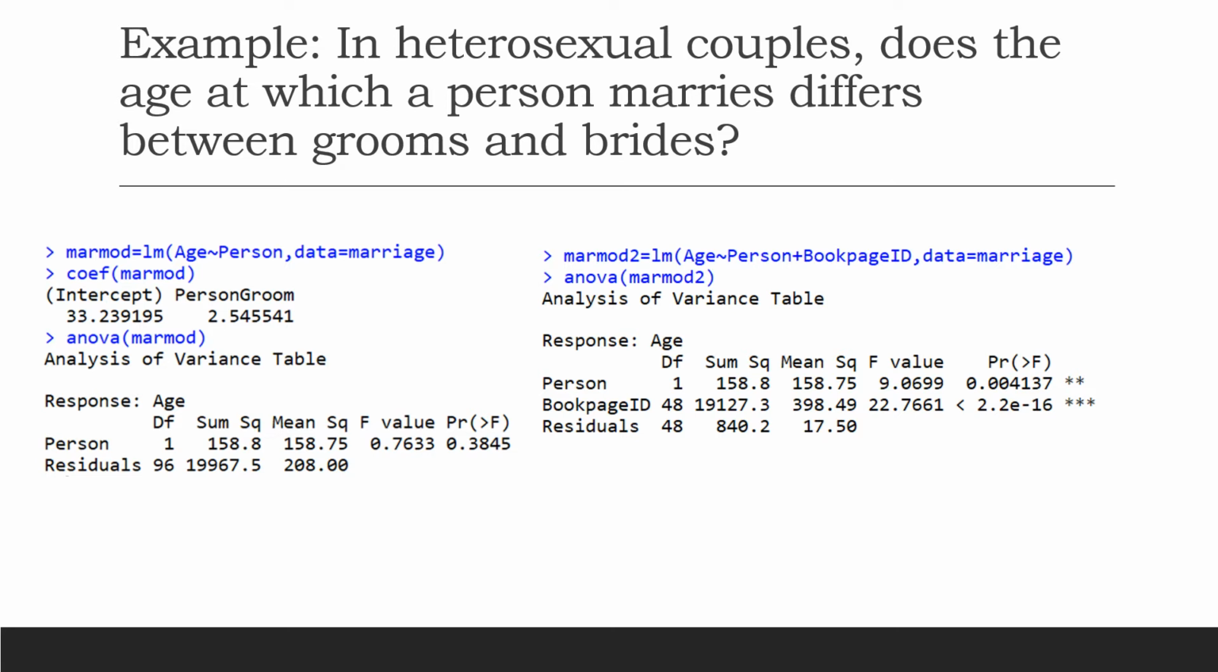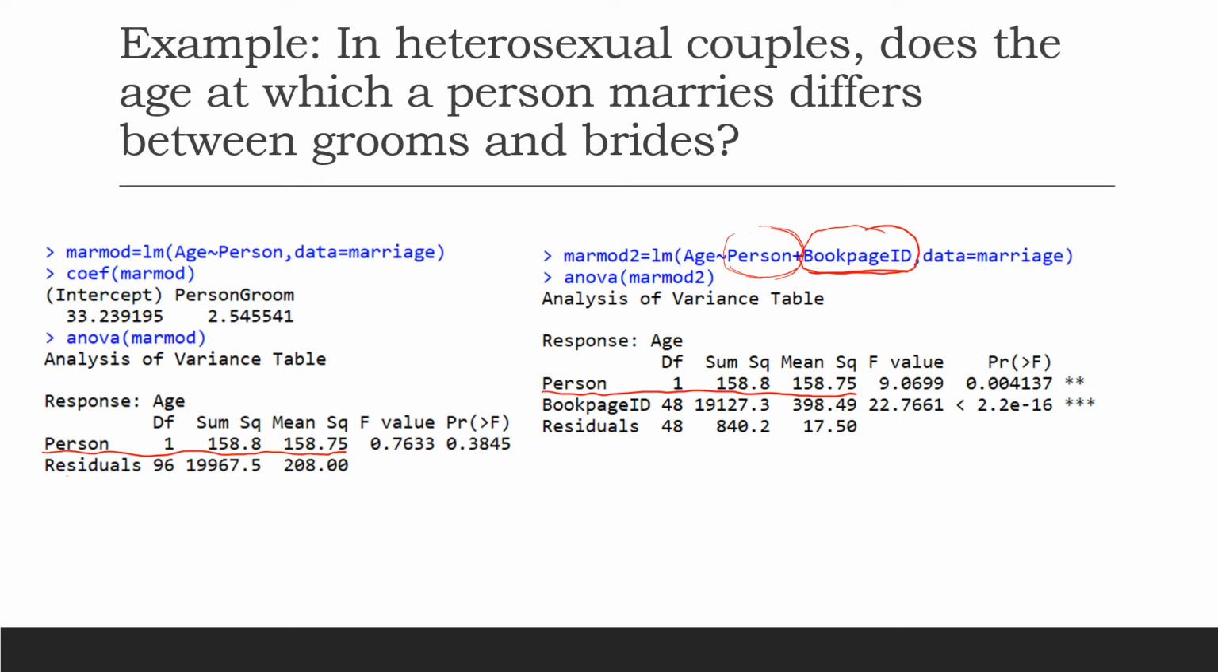So in this example, we add a covariate, the book page ID. Now, if you remember what this did, this was a variable that took on a different value for each couple. So what we're doing by doing this is we're controlling for couples. So we'd be thinking, okay, among individual couples, is there a difference in age between brides and grooms, the person and the couple? Now what you can see this did, as I'm looking at my analysis of variance report, is that the degrees of freedom, the sum of squares, and the mean squared are the same for person as they were before.